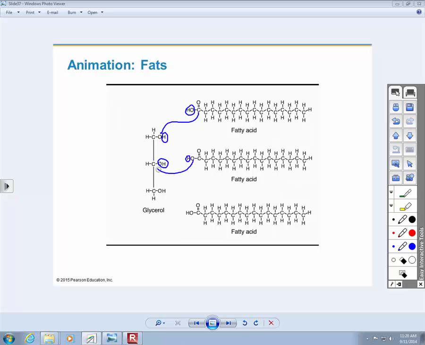And bond this oxygen to this carbon. Same thing here. Pull off maybe that hydrogen and this OH group. Pull those out as water. And then bond that oxygen to that carbon. So what I've created is what we commonly call a triglyceride. Triglyceride is animal fat, and that's what we store.